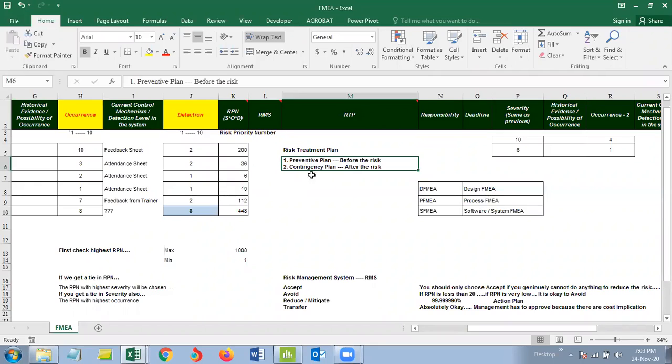When you have the action plans available, you need to have a responsibility given. So RTP stands for risk treatment plan. Every risk will have a plan, and that will be given to somebody with a deadline that you need to complete this by so and so date. So that's how your FMEA works. Anyone has a question about FMEA? Because that is from the FMEA part. Anyone has questions?